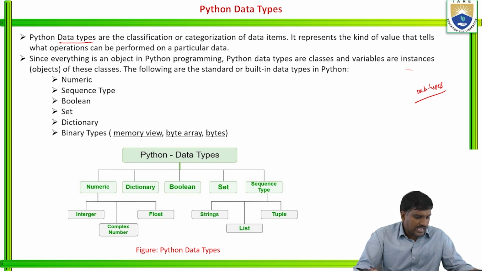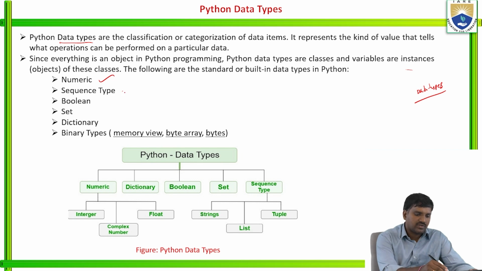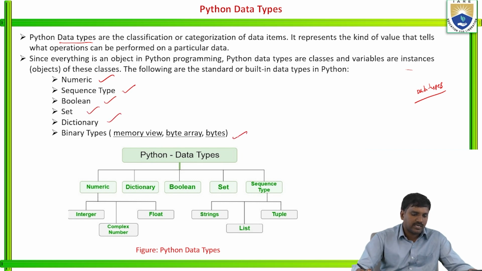So here we have a minimum of 4 to 6 data types available in Python. The first type is numeric data types, then sequence types, Boolean data type, set, dictionary, and binary types. In binary types, memoryview, bytearray, and bytes types are available. So this is just a general diagram of Python data types: numeric, sequence type, set, dictionary, and binary types. These are the broad types of data types available in Python.